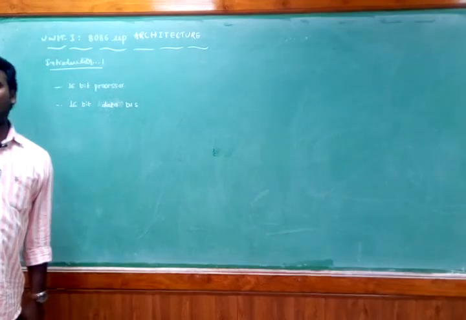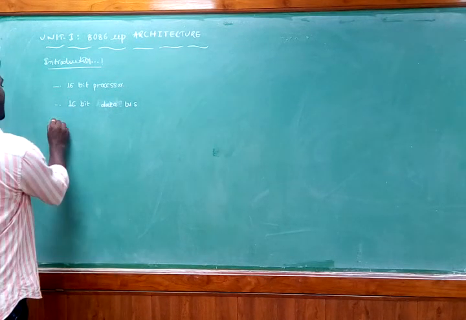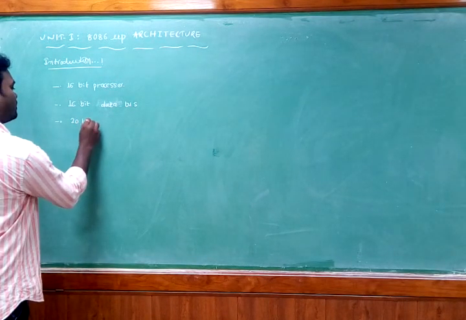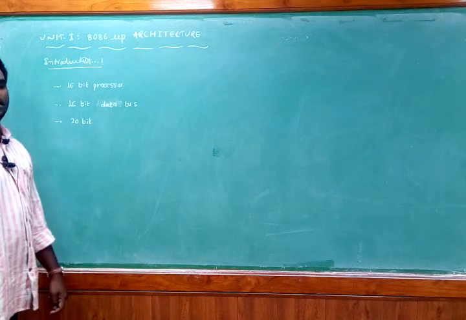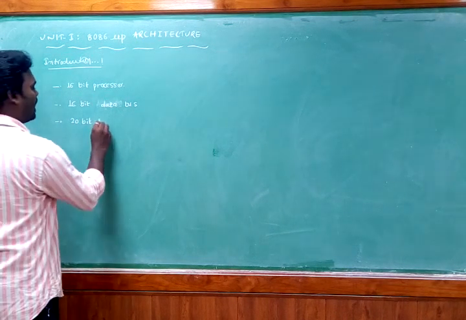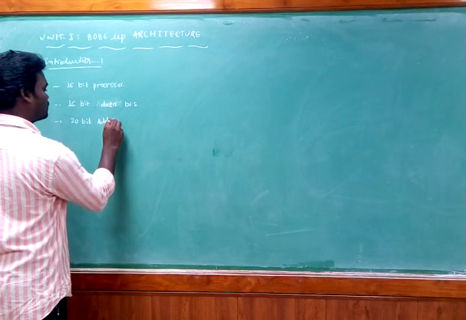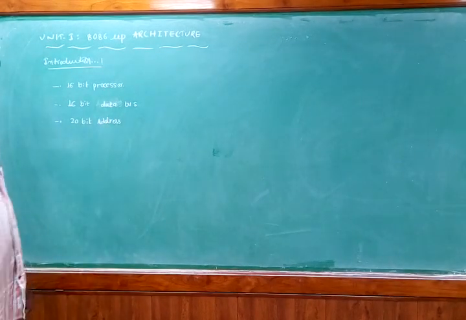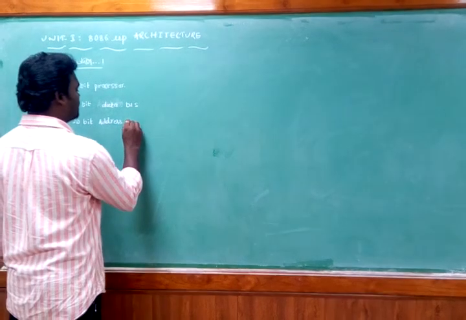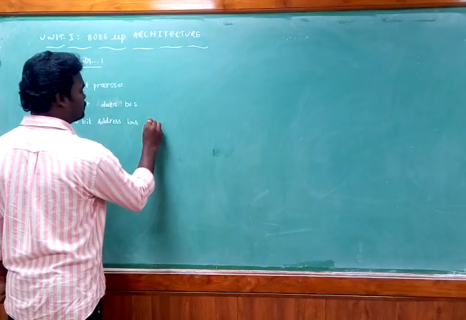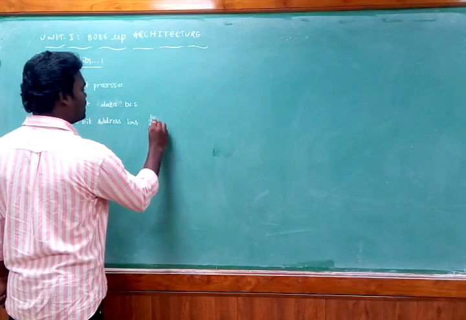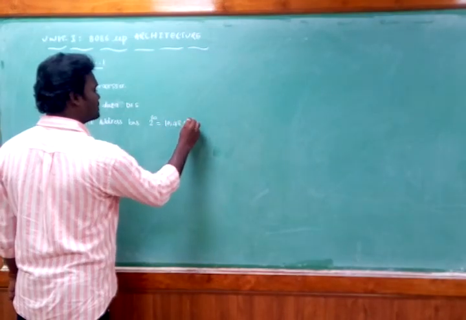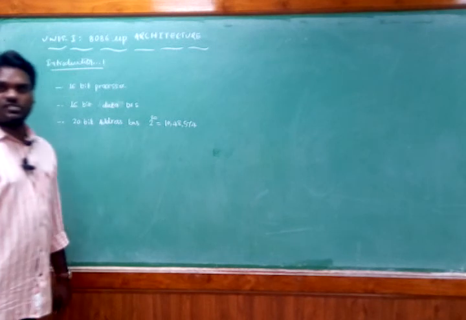A bus is a group of communication lines, and the 8086 microprocessor has a 20-bit address bus. That means by using the 20-bit address bus, we can have 2 power 20 address lines, which equals 10,48,576 memory locations.